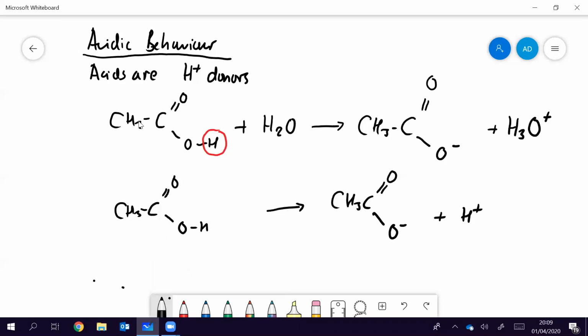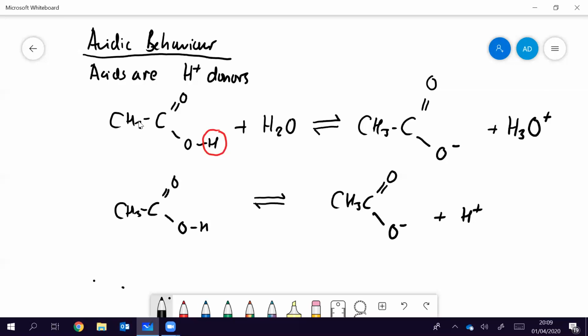I should also put in the equilibrium arrow, really, isn't it? Because carboxylic acids are weak acids. Only a very small proportion of ethanoic acid molecules will actually lose a proton. Most of them stay like this in aqueous solution. It's just the odd one that does that, gives away that.